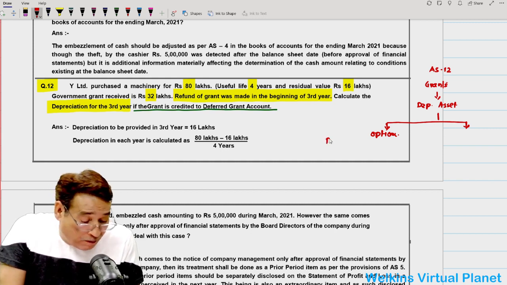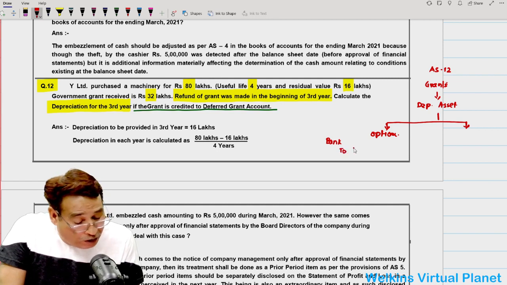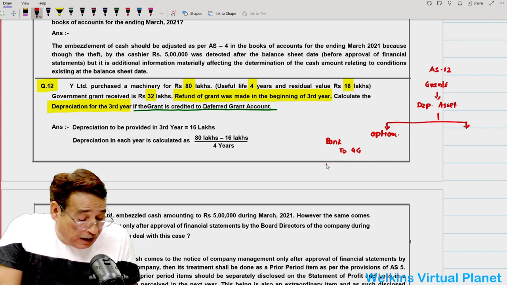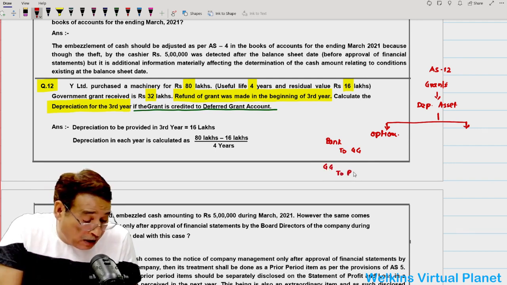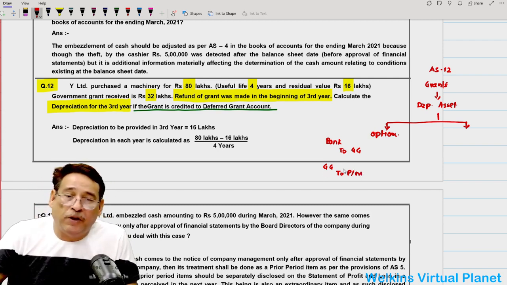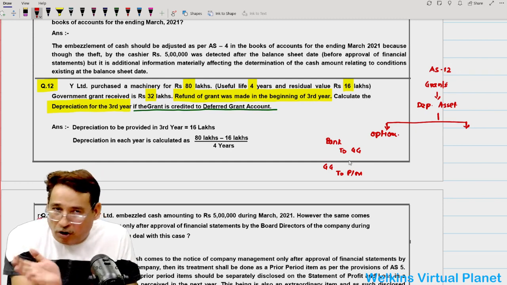Suppose I am going to receive the grant, I will write the entry: bank account debit to government grant. This is the entry. And then this government grant can be credited to, let us say, plant and machinery. So one option is that I can use the grant and credit it to plant and machinery, and indirectly it will reduce the cost of the asset.